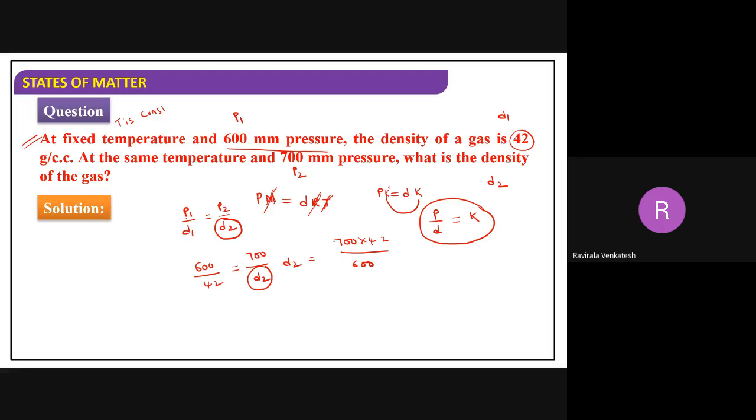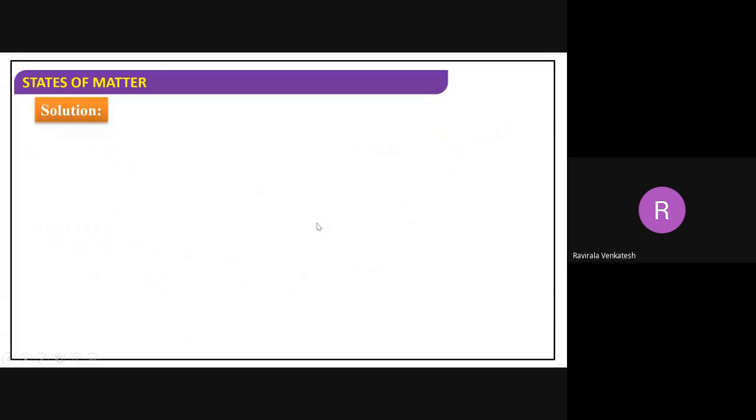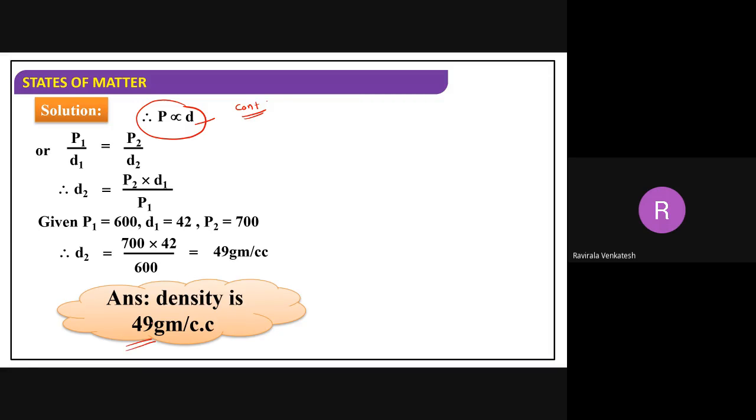Now, do we need to remember this formula P1 by D1 is equal to P2 by D2? No need actually. If you remember, no problem, better. But you can derive the formula using the equation PM is equal to DRT, very simple. Because many formulas are there, don't remember all of them. Instead, you can easily derive them. Derivation is very easy compared with remembering. P is directly proportional to density, but it should be at constant temperature, beta. That is very, very important. So this type of problem is very important for you in the examination. 49 you are getting actually. Everyone got 49, I think?